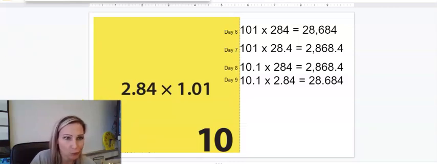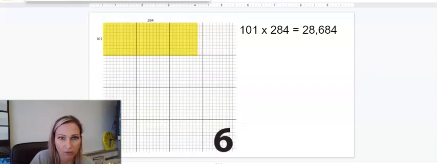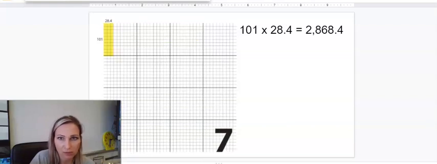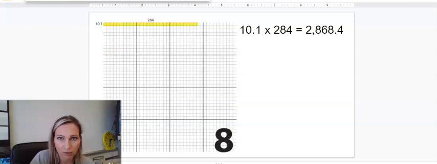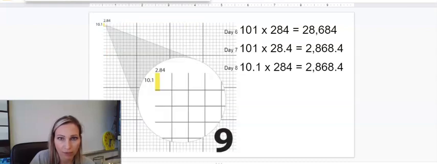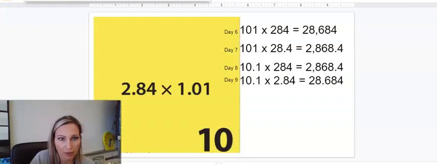So let's start at the beginning of the pattern here. So this was day 6, 7, 8, 9, and then finally we're at day 10, March 10th.